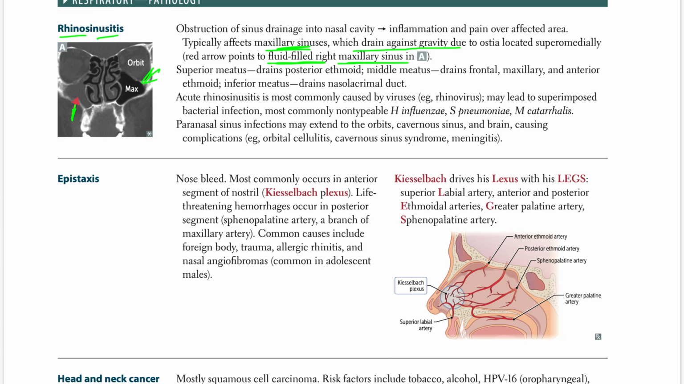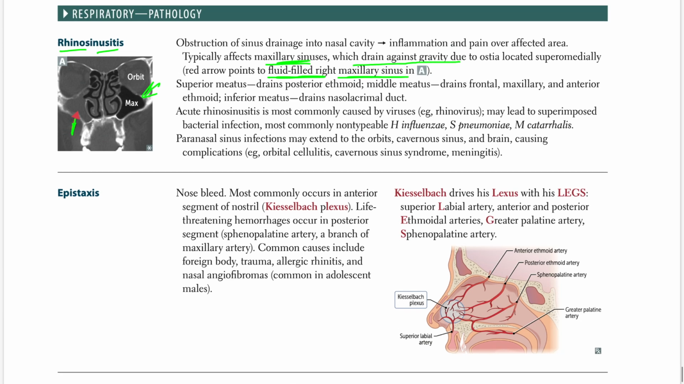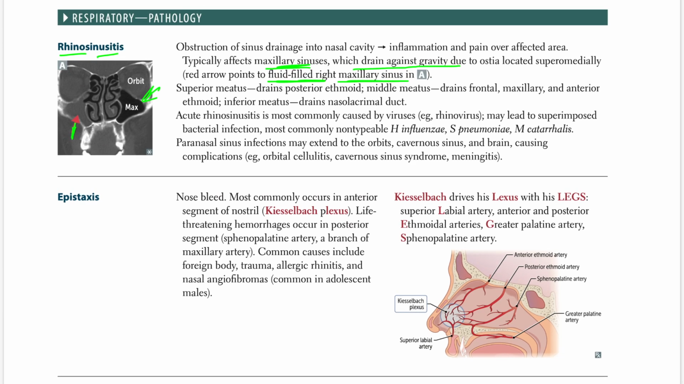So what are we trying to say here? We're trying to say the maxillary sinus is hard to drain because the meatus, or the opening, is superior medially, and it is against gravity, so it is hard to drain. That's why the maxillary sinus is the one which most commonly gets filled up with fluid and gets sinusitis.